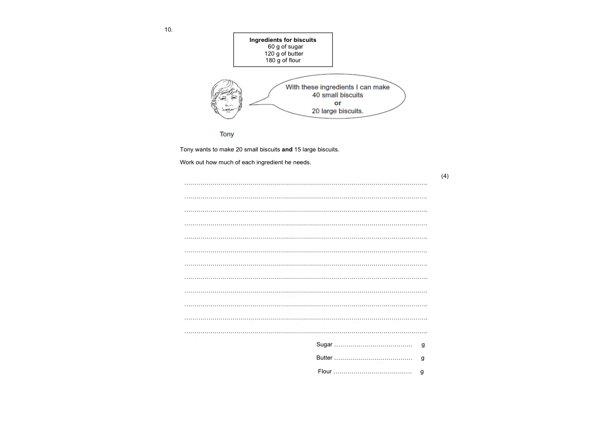So Tony wants to make 20 small biscuits and 15 large biscuits. Work out how much of each ingredient that he needs. So with the ingredients that he has available, he could make 40 small biscuits or 20 large biscuits based on the quantities that he has. So if he wants to make 20 small biscuits rather than 40 small biscuits, he simply needs to halve these ingredients. So for the small biscuits, he simply needs half of each of these amounts. So he needs 30 grams sugar, 60 grams butter, and 90 grams of flour.